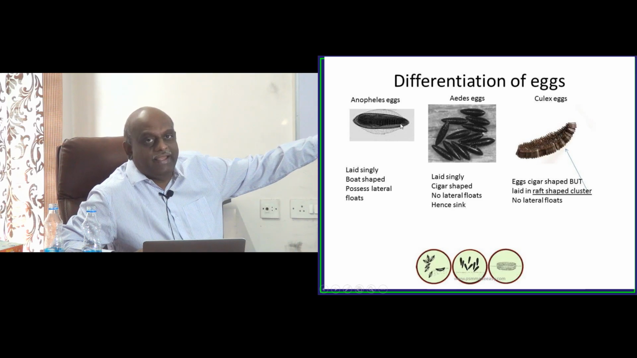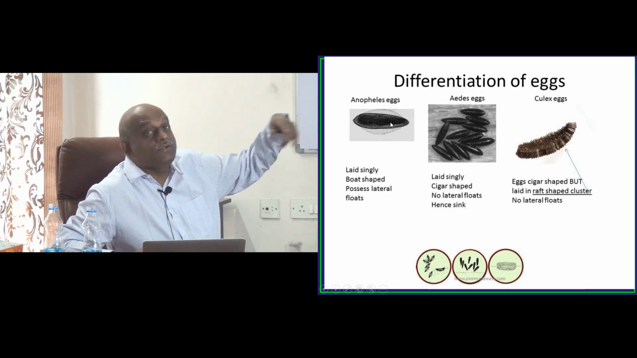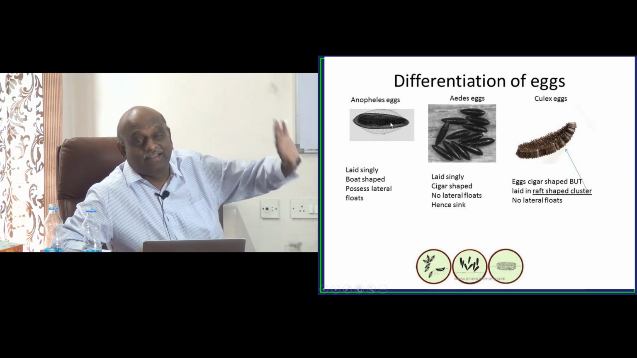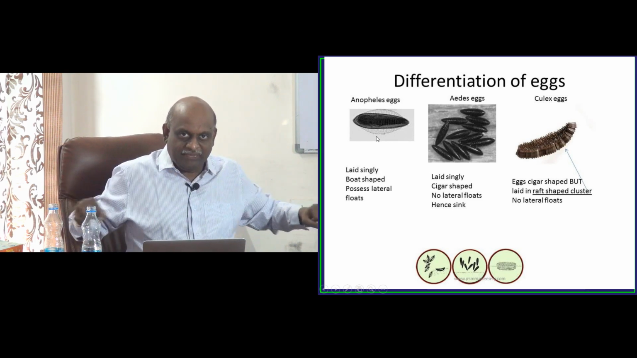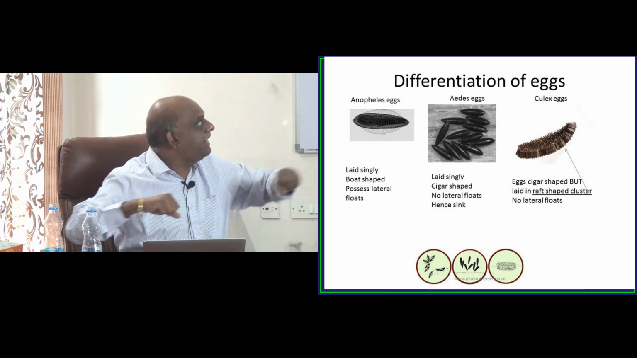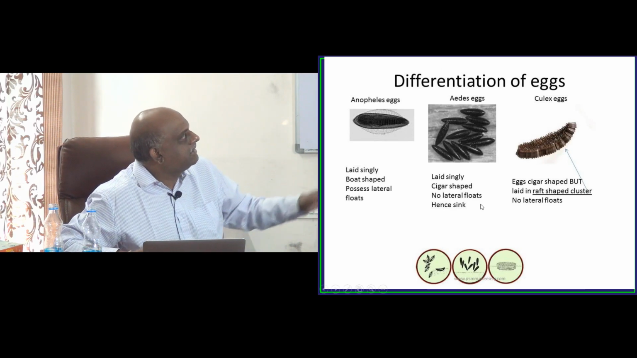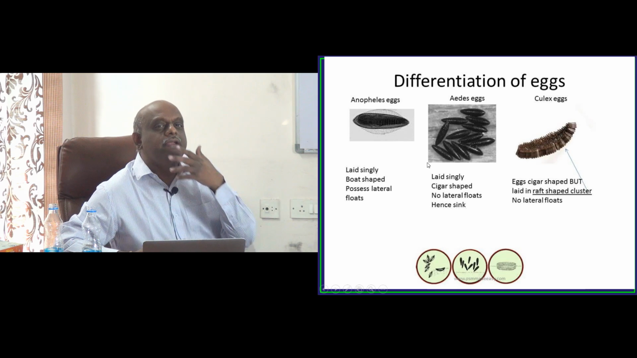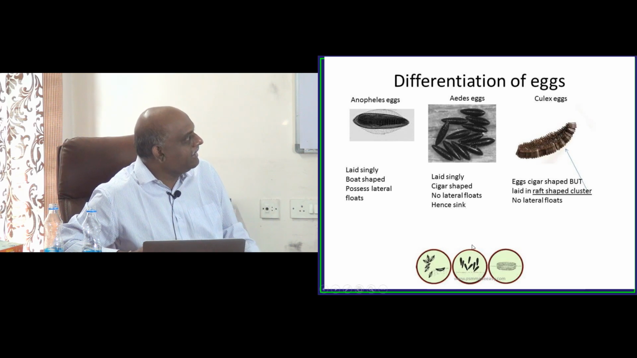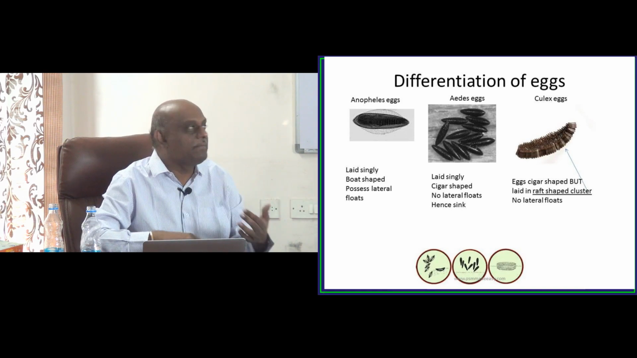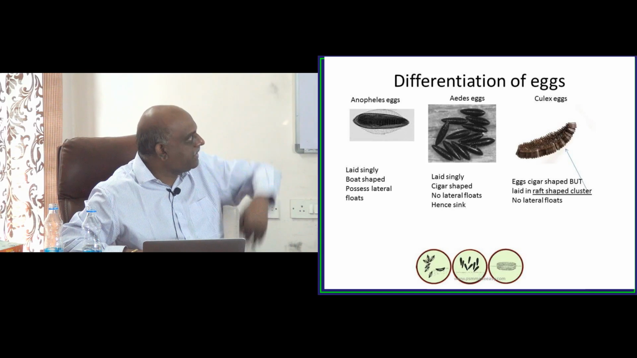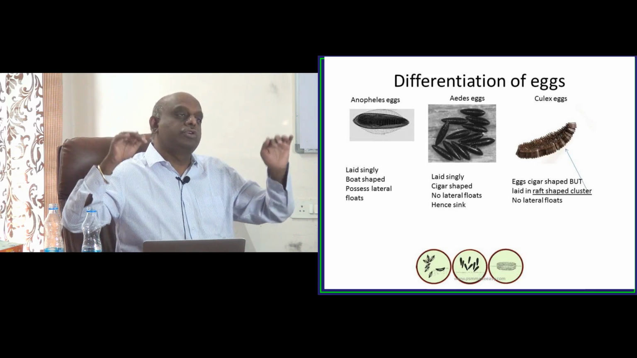They are laid singly. They are the ones who are boat shaped, right? They are the ones who are boat shaped. They possess lateral floats. You can see the lateral floats, right? Alapuzza, backwater swimming is NO plus. Aedes, it will be laid singly. It is the Cuban cigar and no lateral floats. Hence, they will sink. Easy to remember. Aedes aegypti, sink. NO plus, floats.